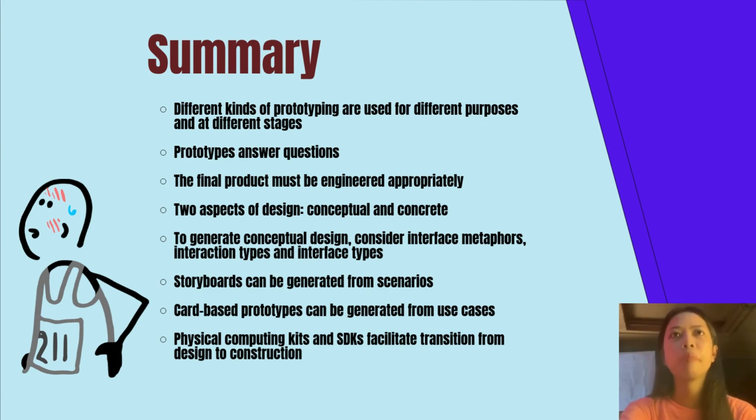Different kinds of prototyping are used for different purposes and at different stages. Prototypes answer questions, the final product must be engineered appropriately, and two aspects of design are conceptual and concrete. Then, to generate conceptual design, consider interface metaphors, interaction types, and interface types. Storyboards can be generated from scenarios, card-based prototypes can be generated from use cases. And last, physical computing kits and SDKs facilitate transition from design to construction. And that's all. Thank you.